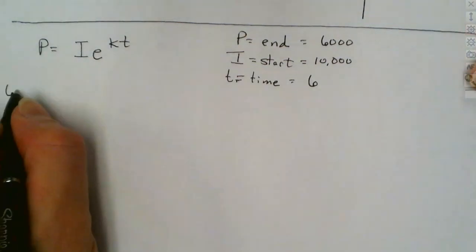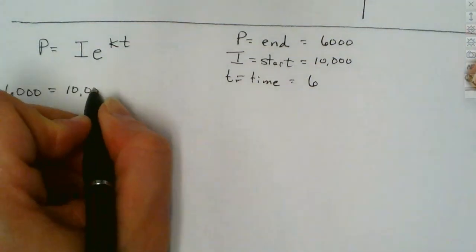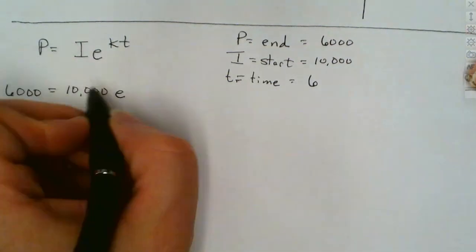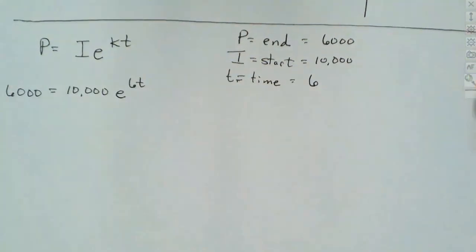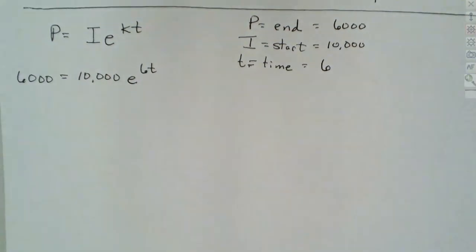So now we've got our 6,000. That's going to equal, we started with 10,000. We have E, and we have KT. T is 6, so that's going to be 6K. We talked about this a little bit last time. What undoes an exponential? An ln or a natural log. So they're opposites. Natural logs are used a lot in statistics. If you take a statistics class, a lot of the formulas, especially like Poisson and things like that, are going to involve a natural log.